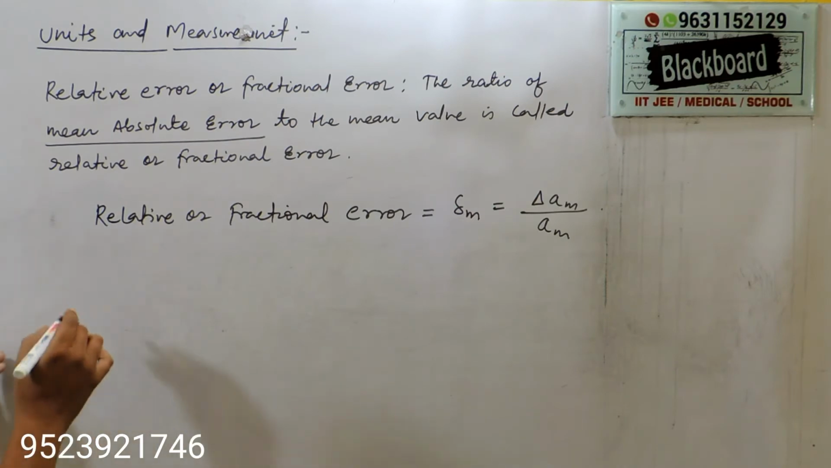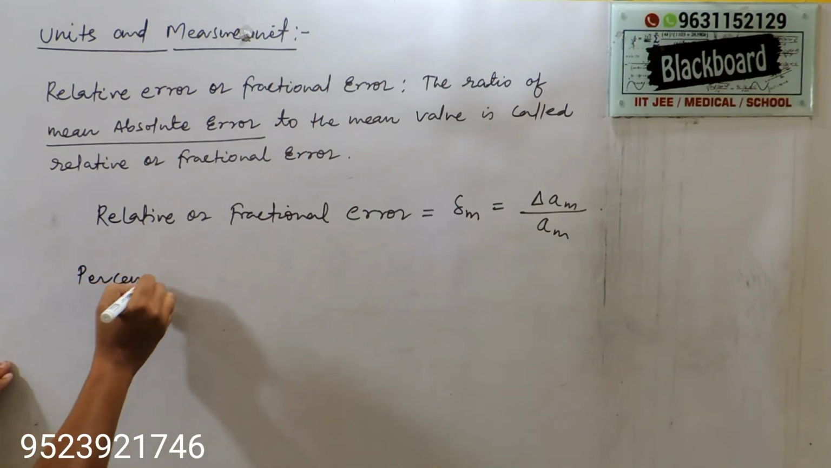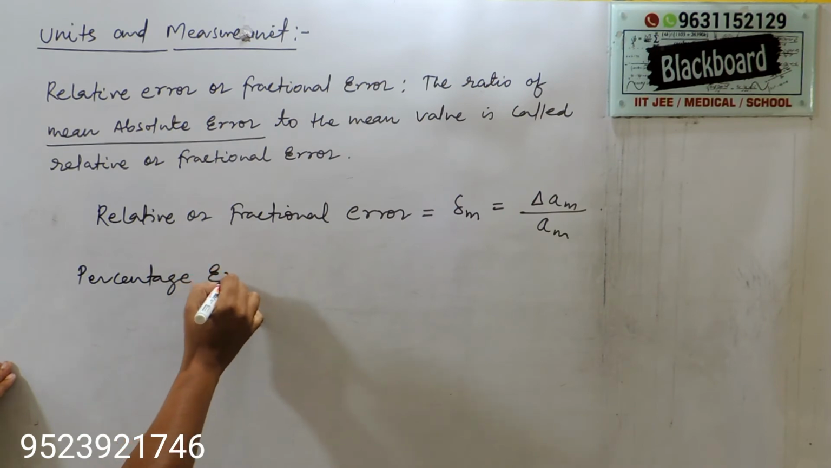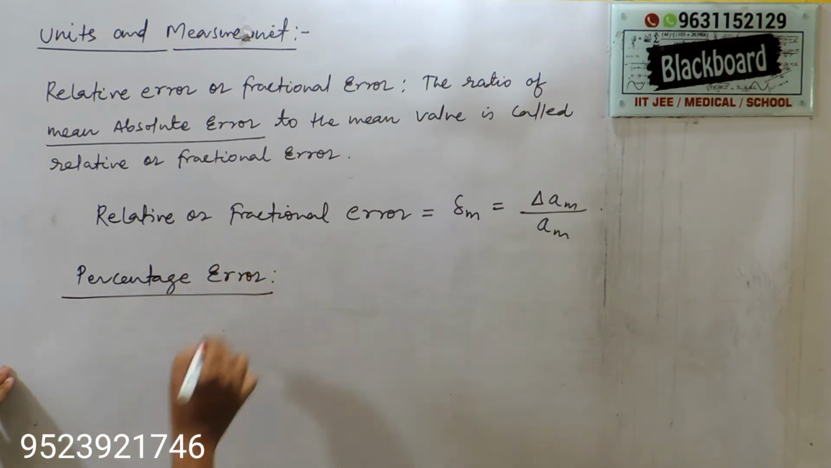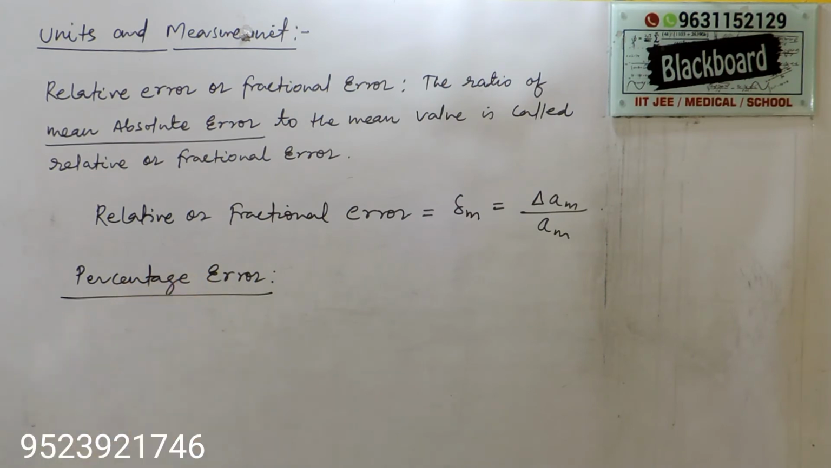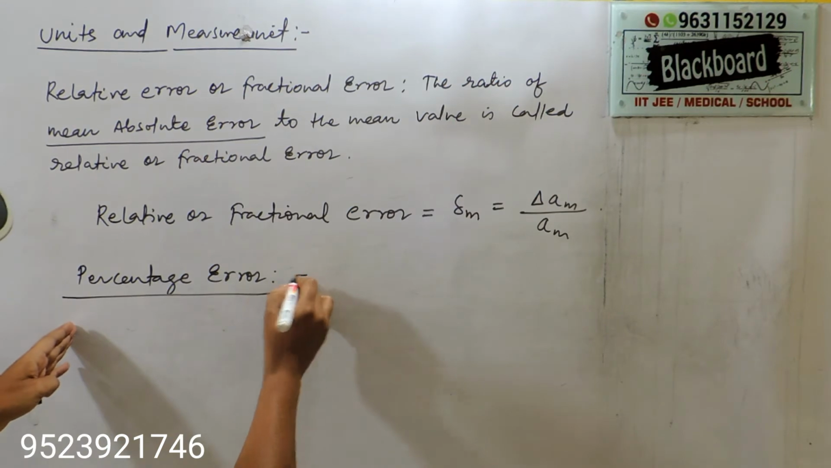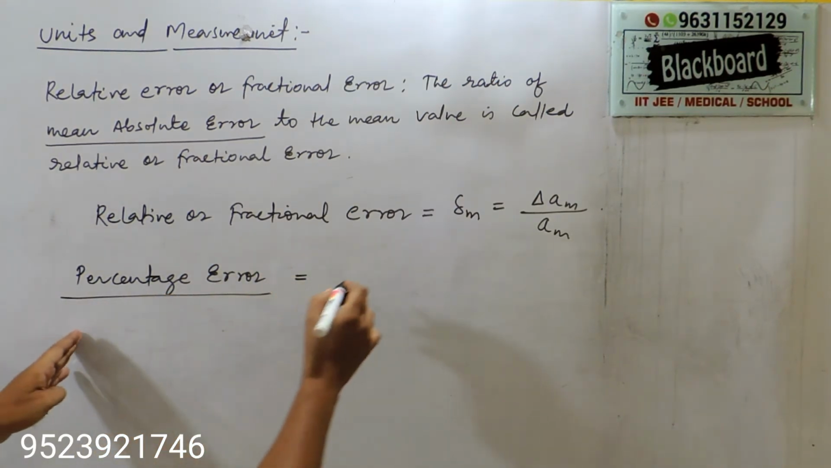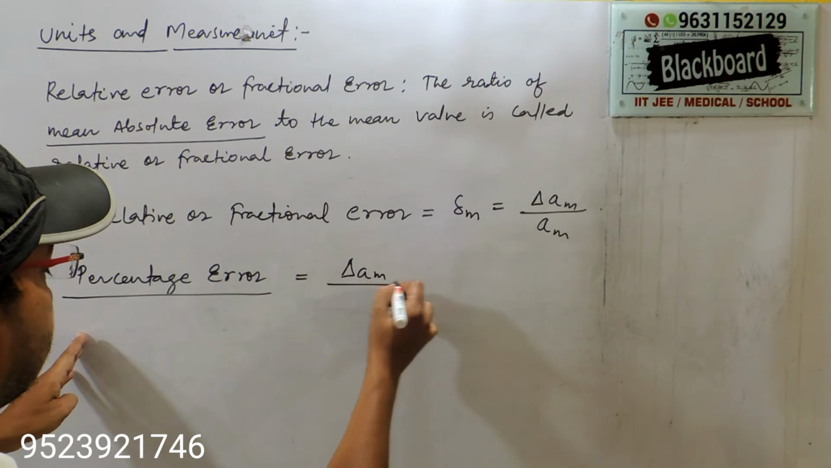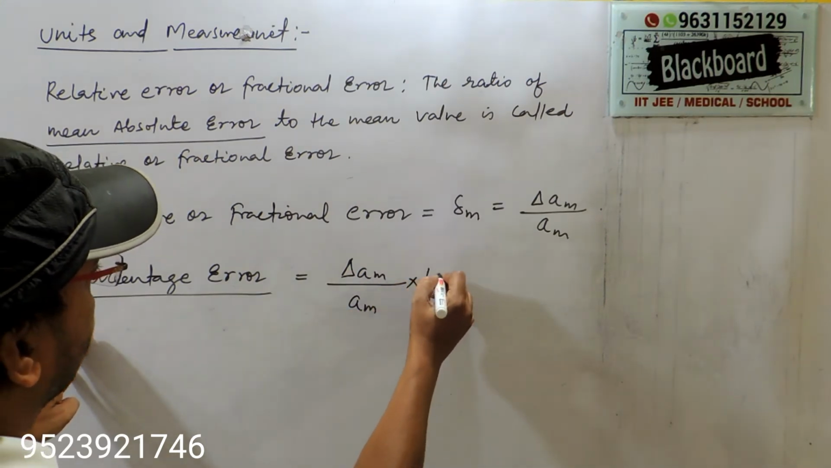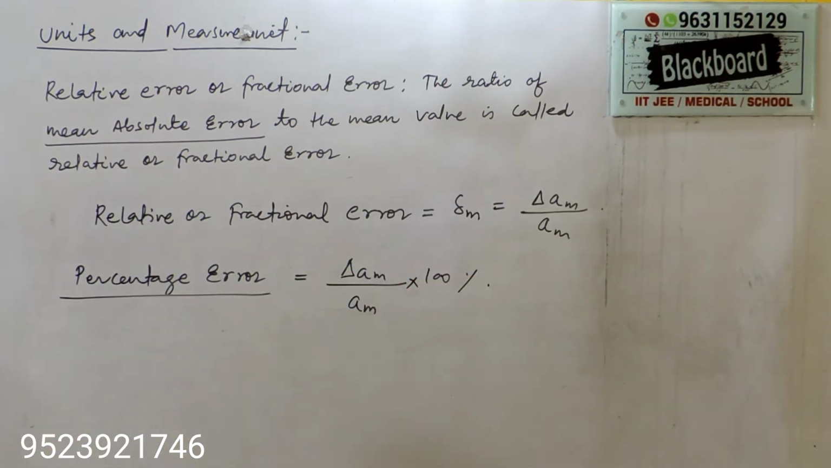Next term is percentage error. What is percentage error? Relative or fractional error represented in percentage is called percentage error. For example, here you can write percentage error is equal to del A mean divided by A mean into 100%. If your relative or fractional error is represented in terms of percent, that means into 100%, this is equal to percentage error.